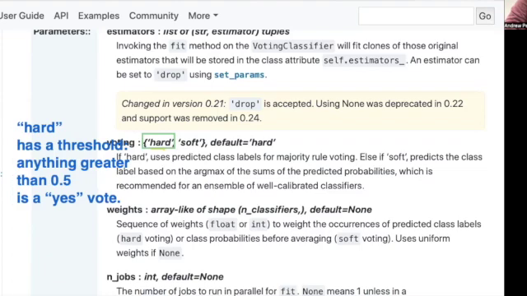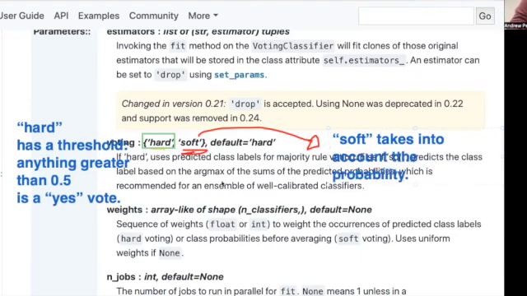If you have good classifiers that are working well individually, you can do what's called soft classification. Soft classification uses what's called an argmax. We can talk about that another time, but basically this takes into account probability.